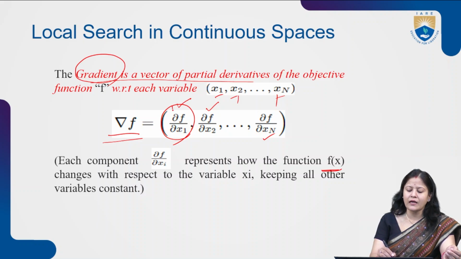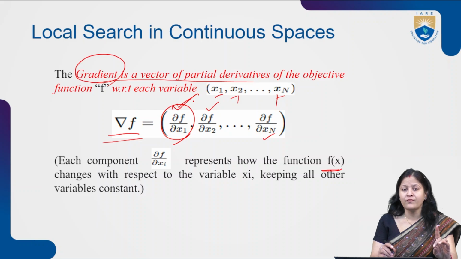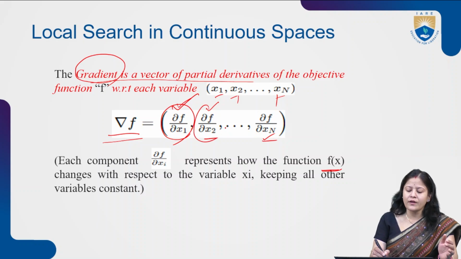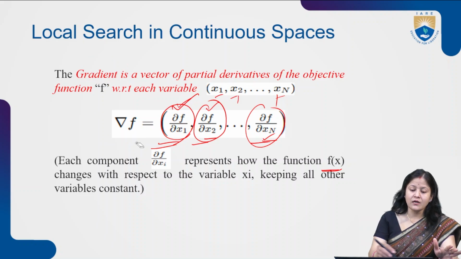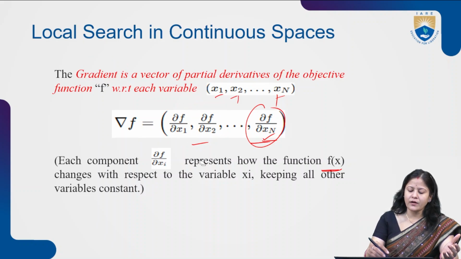Whenever we are calculating the partial derivative of one variable, the partial derivative of f with respect to x1, we have to keep the other variables constant. Then we go for the next one, keeping other variables constant, and then the next one, keeping other variables constant. Like this we move on to find the optimal solution. That is the concept of the gradient method in continuous space.